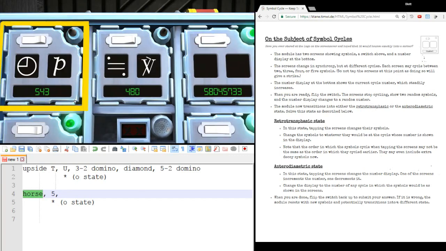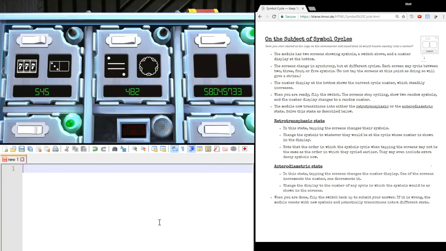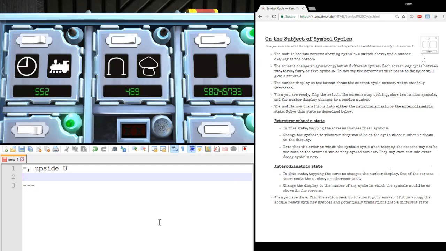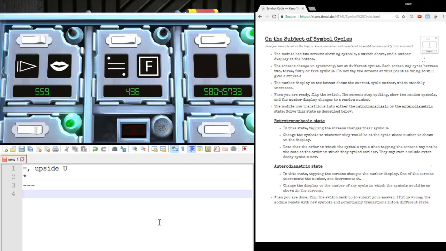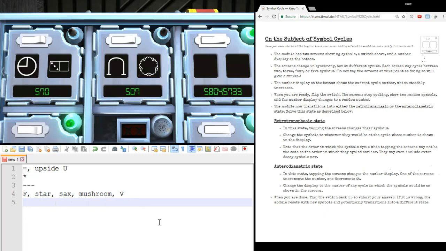Alright, let's see if we can get an exciting one here. Maybe something that's not a 5-2. Alright, left side we have equals, upside down U. Wow, it's just not giving us anything. And my zero state is, I need an even number because it's a multiple of 2, equals. On the other side, we have F, star, saxophone, mushroom. Are you kidding me? It's another 5. Okay, well, you know, it happens sometimes. Multiple of 5, 505 would work. V is my zero state on this one. So 510 would be a good one to give. Equals V. Both a multiple of 5 and 2.